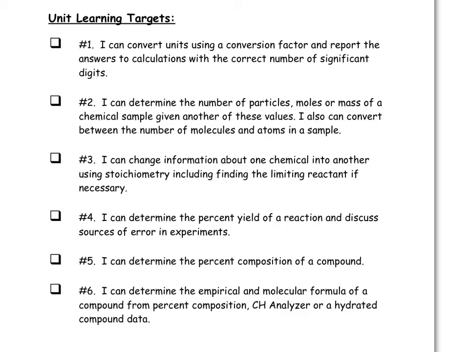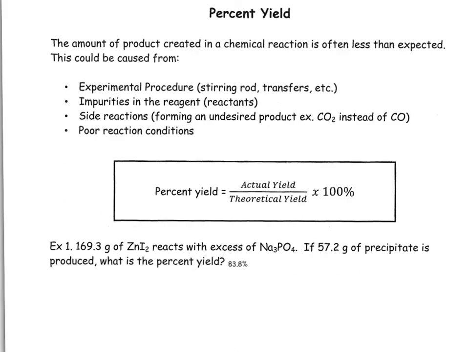In this lesson, we'll discuss learning target number 4, determining the percent yield of a reaction and discussing possible sources of error in experiments. The amount of product created in a chemical reaction is often less than expected using stoichiometry. This can be caused by several real-life problems.